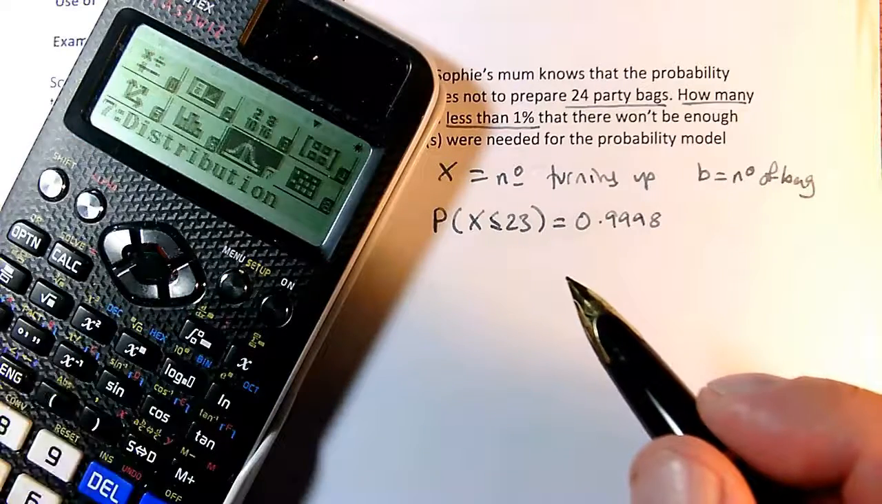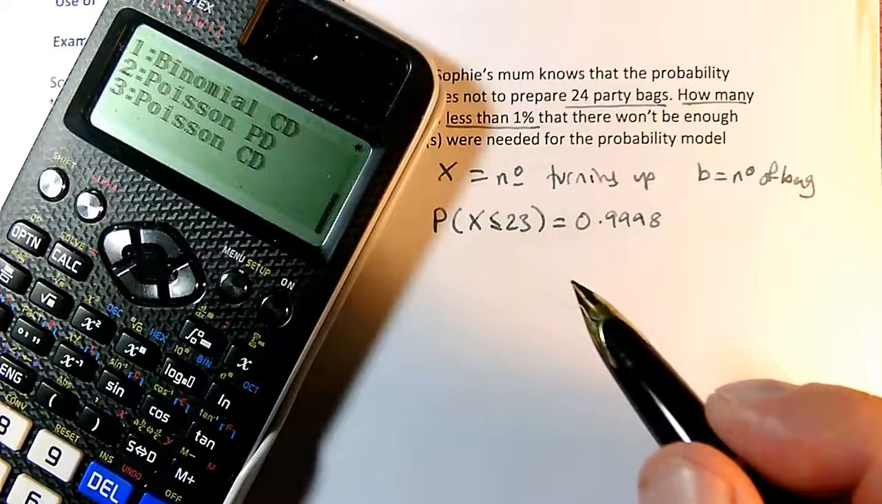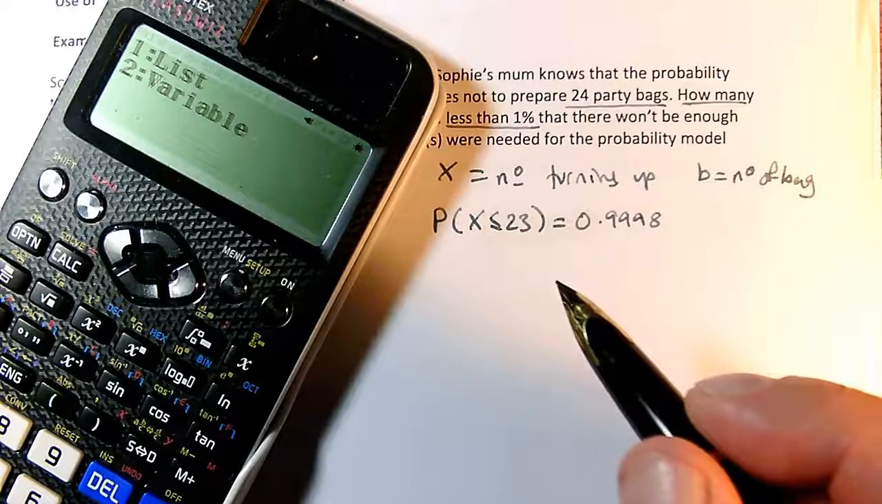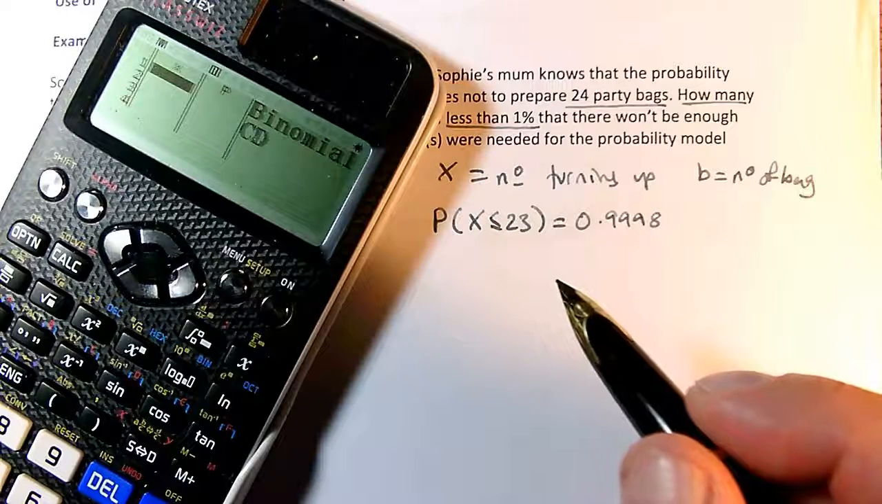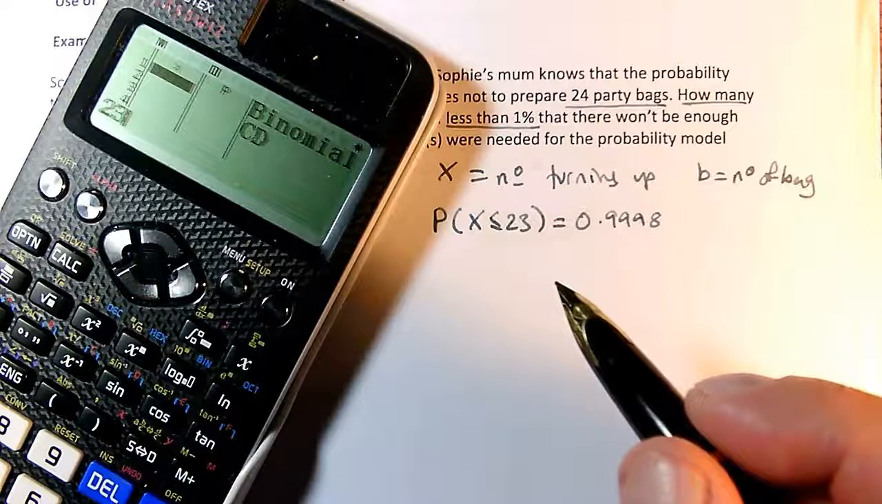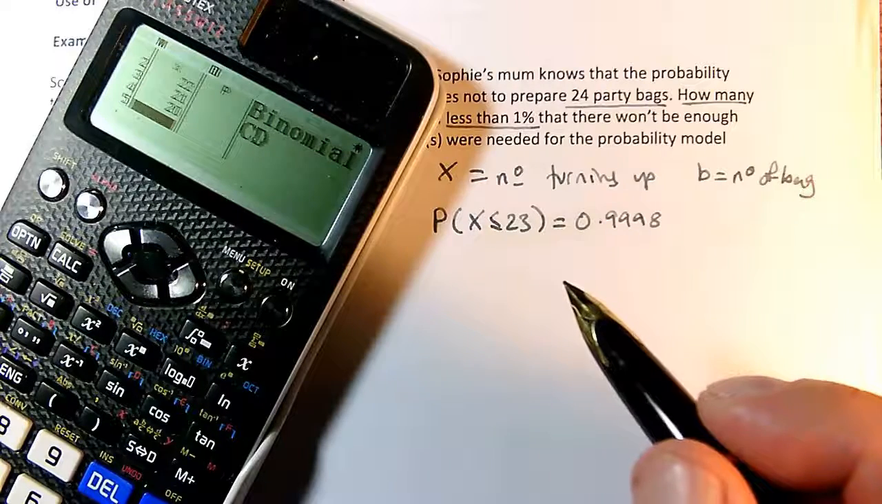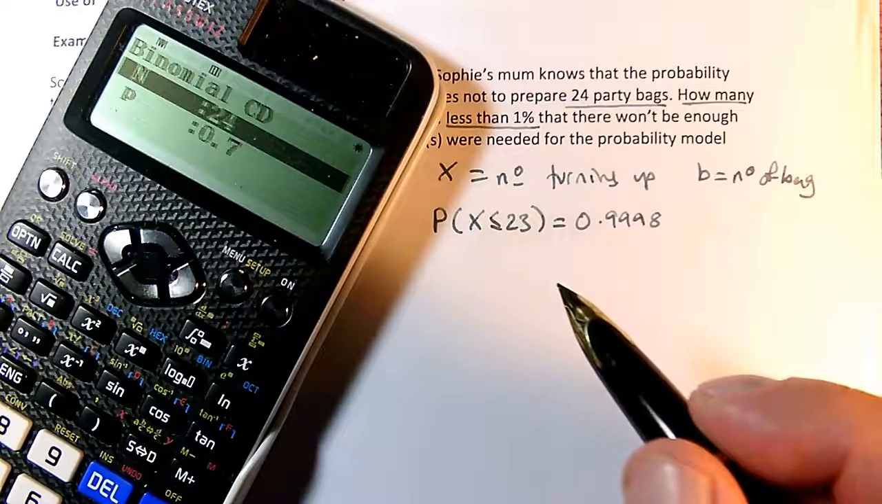But what I can do is when I set up my binomial CD, we've always gone past this screen that gives us the option of either list or variable. I've always done variable up to now, but if I do a list, I now say, okay, I can try different values out. So values of the number of bags could be 23. We've already done that one. I could look at 22, I could look at 21, I could look at 20, and I could look at 19. And if I think I've gone far enough, I can say okay, I just press equals again. It's remembered n is 24, p is 0.7.